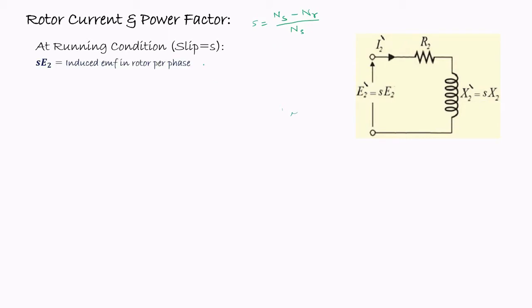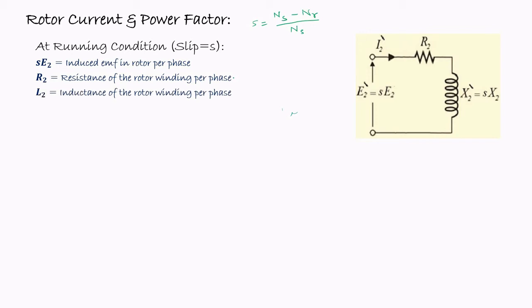So as we have already discussed earlier, during the running condition, the induced EMF in the rotor per phase is the factor of the slip. So S into E2 is the induced EMF in the rotor per phase. Again, the resistance R2, it is the resistance of the rotor winding per phase. It does not depend upon the slip or the rotation of the machine. So it is a constant parameter. Similarly, L2, that is the inductance of the rotor winding per phase, is also constant.